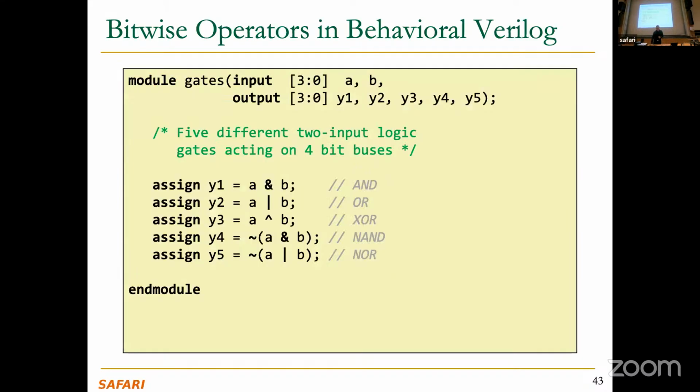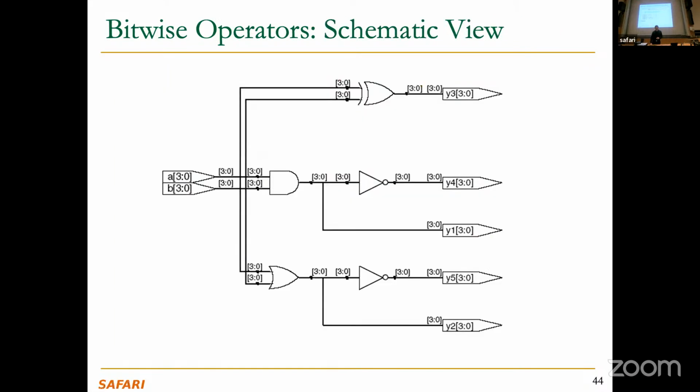Okay. Now let's look at more interesting examples. Basically, you could do bitwise operators. These were bitwise operators, actually. You could have bitwise AND, bitwise OR, bitwise XOR. This is bitwise XOR, it's nice. Bitwise NAND, bitwise NOR. That's good. And now you can see that these are 4 bits. Each bit is operated on using bitwise operations over here. And this is a schematic view. Again, you can convince yourself that they look correct.